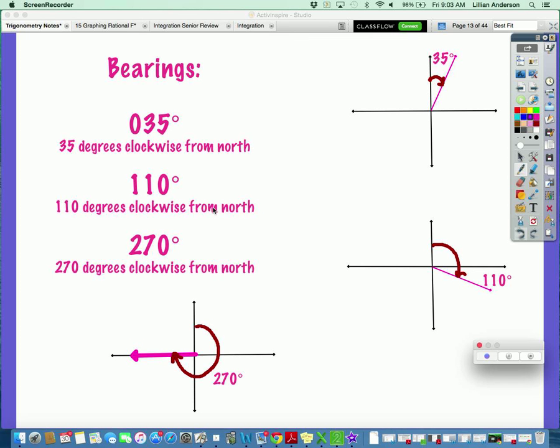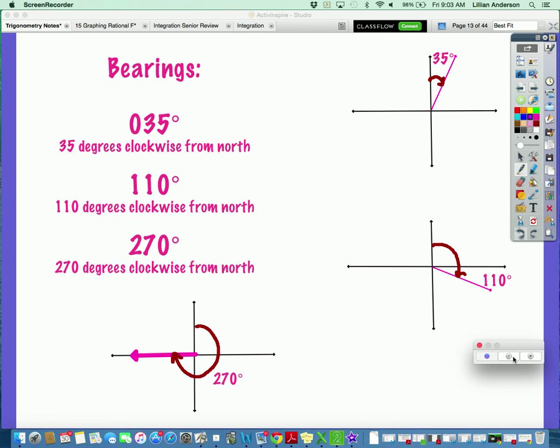A bearing of 110 degrees would be 110 degrees clockwise from the north. So you've already traveled the full 90 degrees and the additional 20 degrees after that from the north direction. Lastly, a bearing of 270 degrees would be 270 degrees clockwise from the north direction. So as you see here, I've traveled 90, 180, and lastly 270 degrees from the north direction. All bearings are from your north direction. So just make sure you keep that in mind.